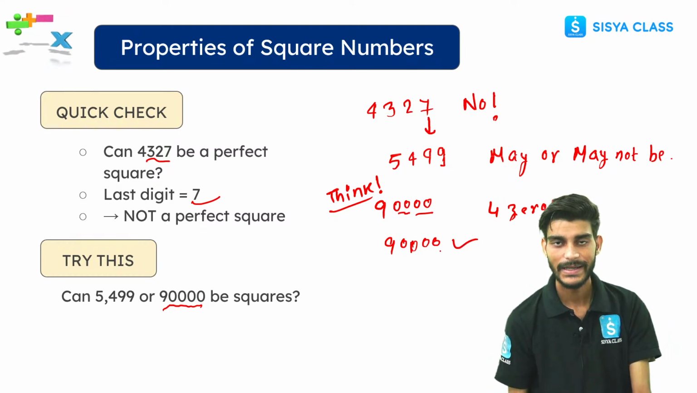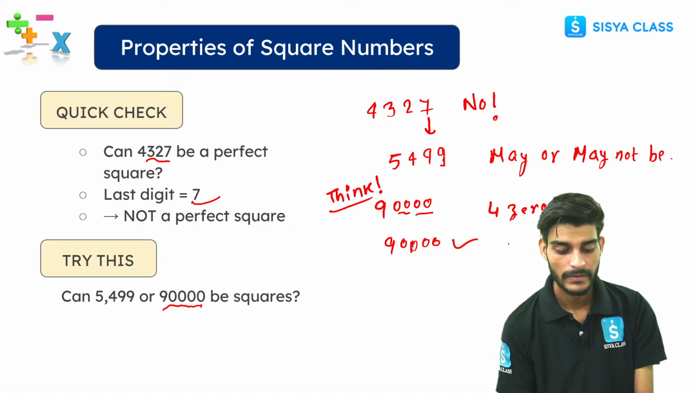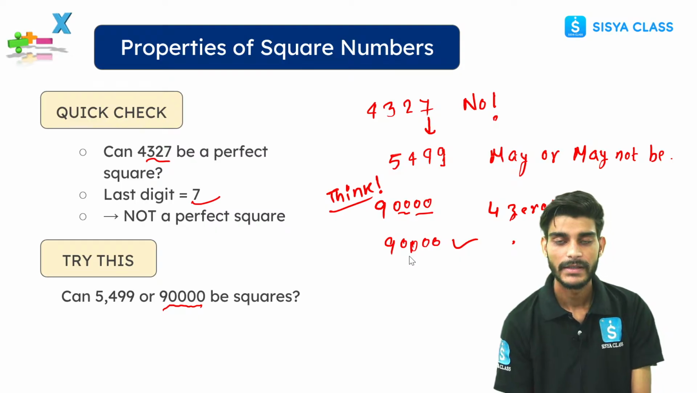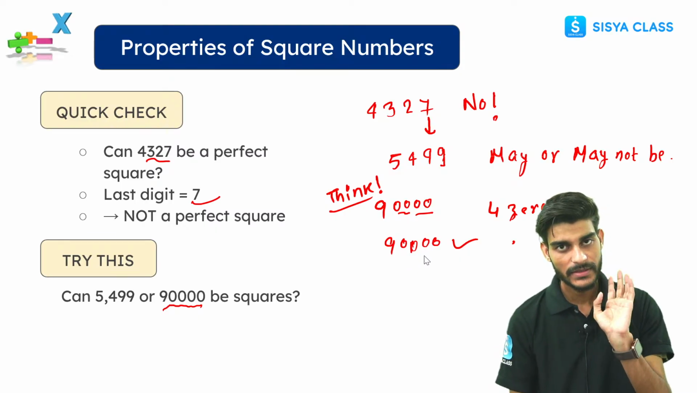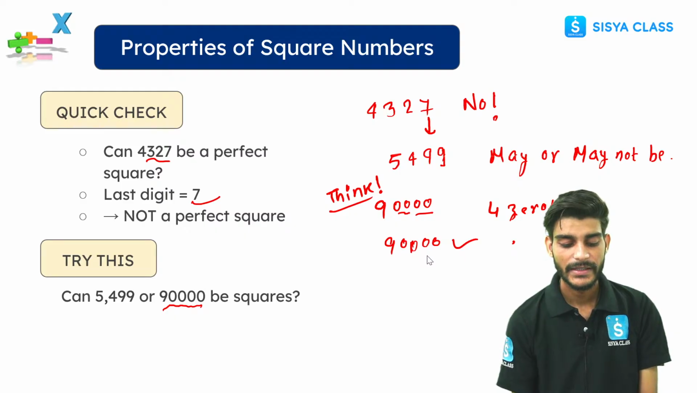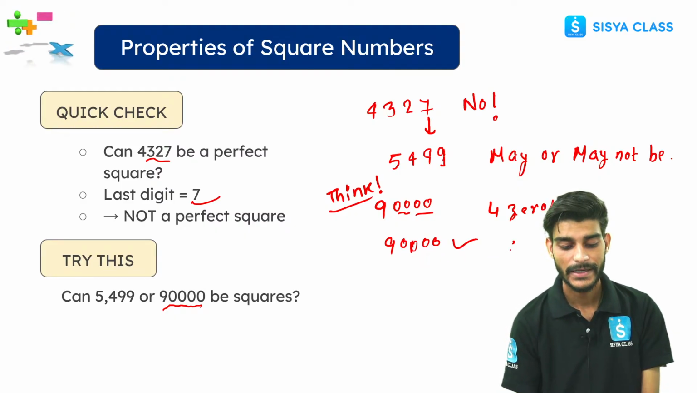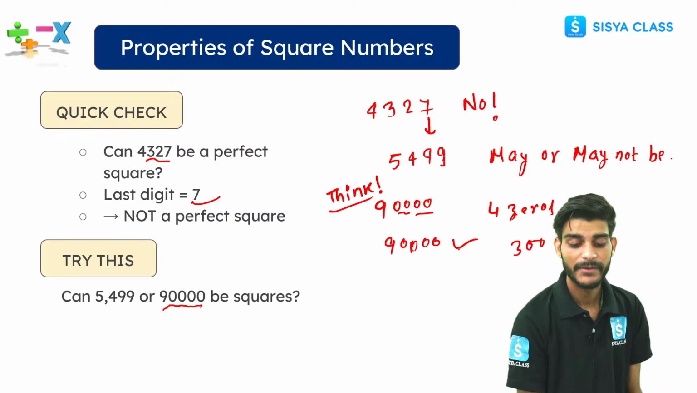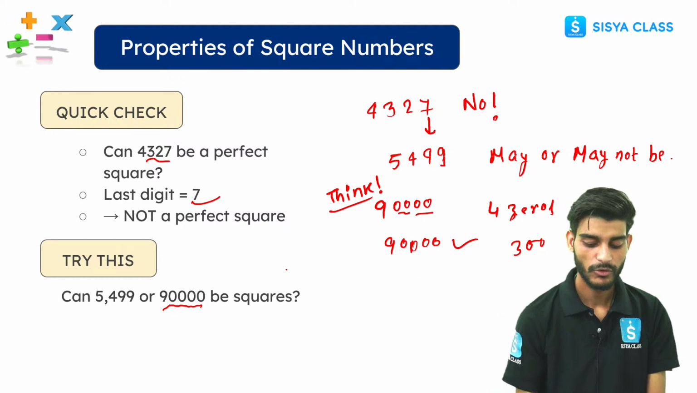Later on, we will see how it is a perfect square. If you multiply the same number by itself and you get this, then it will be a perfect square. 90,000. If you multiply the two numbers and you get 90,000, then it is a perfect square. Clear? What is the number? Can you tell me? Okay, 300. If you multiply 300 with 300, you will get 90,000. I hope this is clear to you.